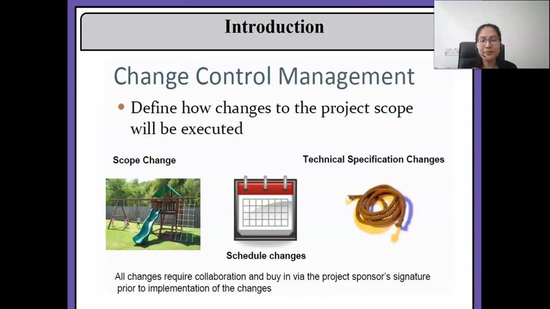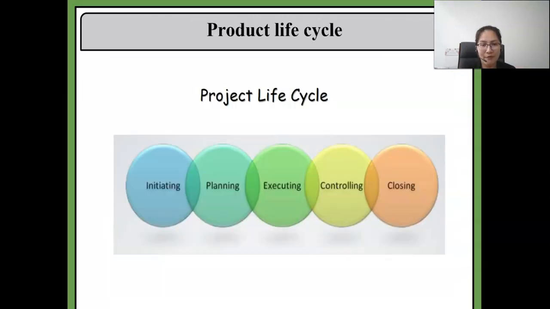Okay. Then always have a backup plan. Change control management. Define how changes to the project scope will be handled. So maybe you cannot use this kind of solution. You can go to another method of solution. So this is a backup plan for you. Okay, product life cycle.